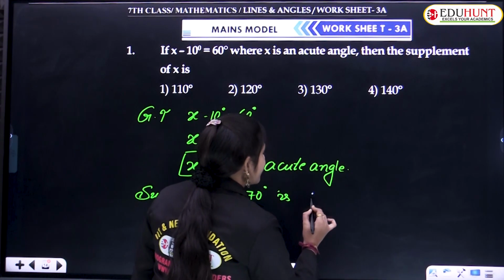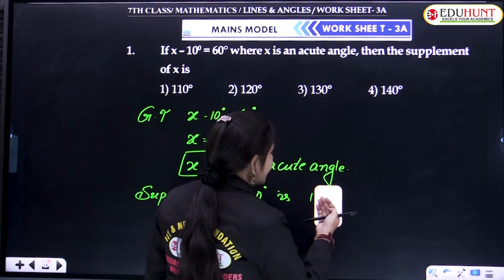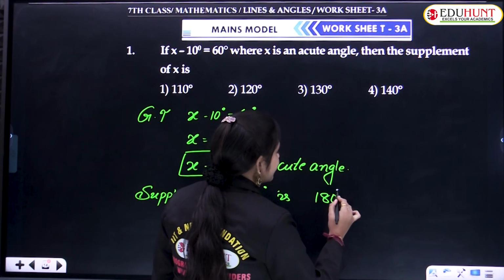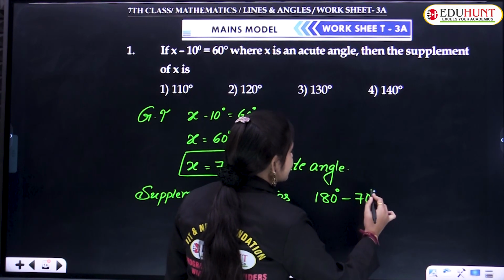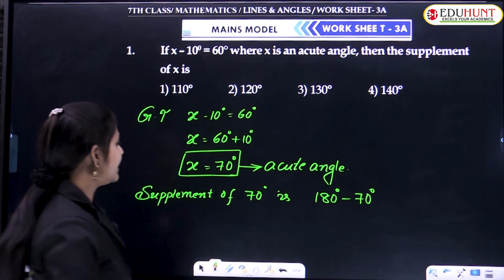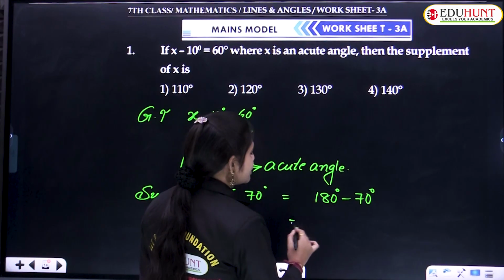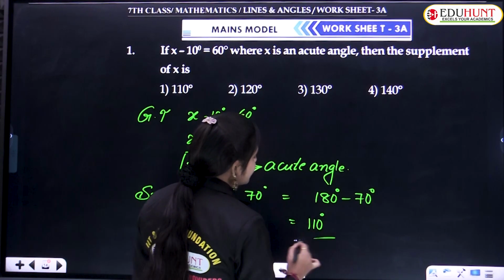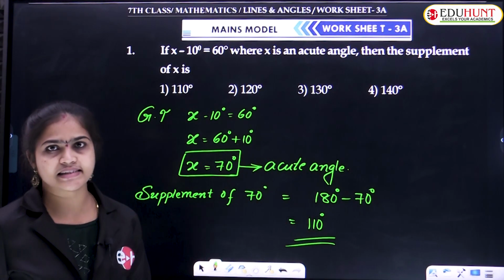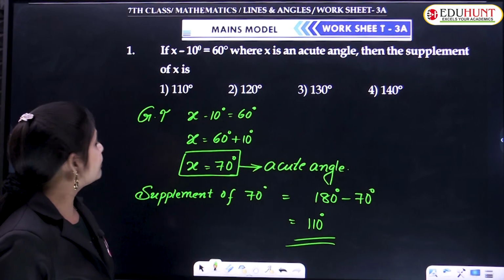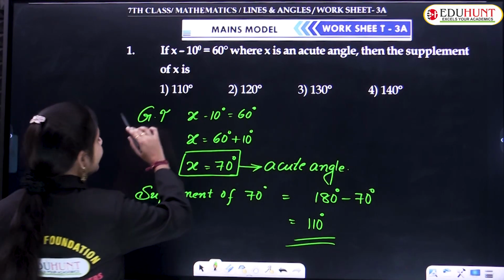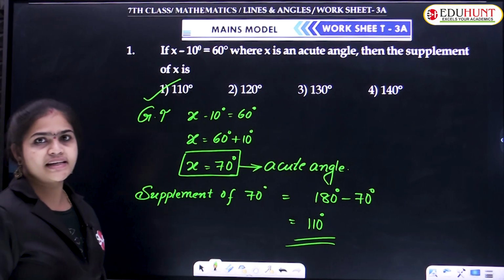That is 180 degrees minus 70 degrees. Then how much will you get here? 180 degrees minus 70, which is equal to 110 degrees, is the supplement of 70 degrees. Understood? Then which option is correct here? 110 degrees. Option 1 is correct.